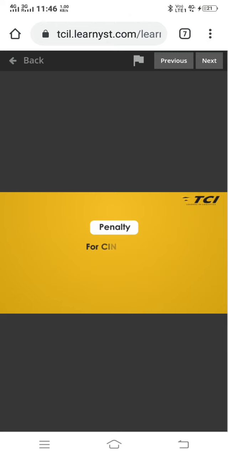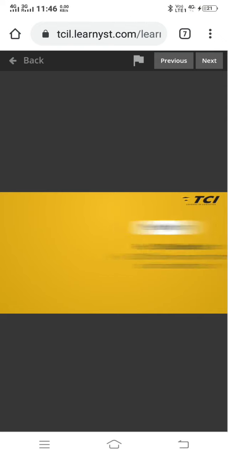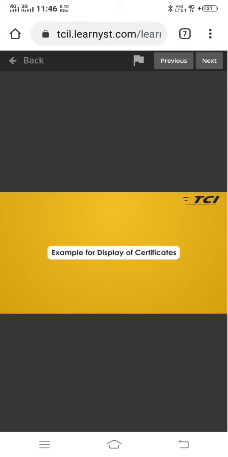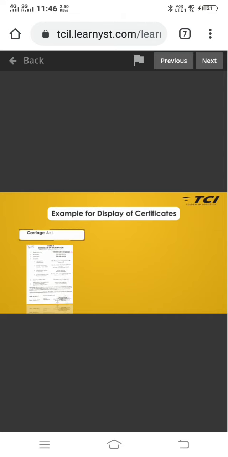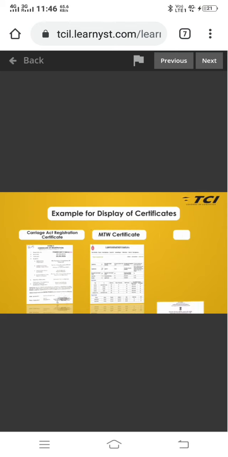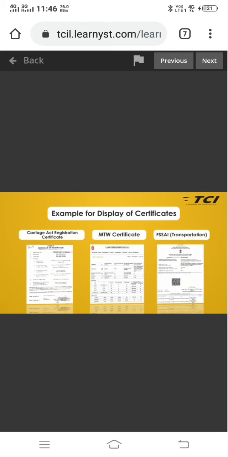For CIN default, the penalty is rupees 1,000 per day till the default is settled. This is how the display board of the company should look like. Since we are a transport company and registered under Carriage Act, a few more displays are required. The following should be displayed in each of our premises: Carriage Act Registration Certificate, MTW Certificate, FSSAI Transportation.